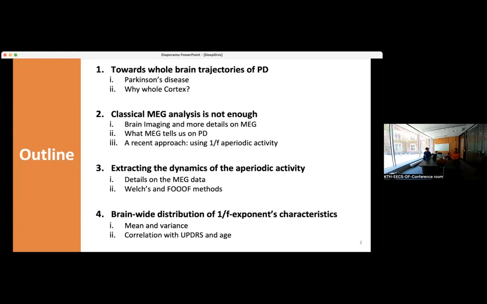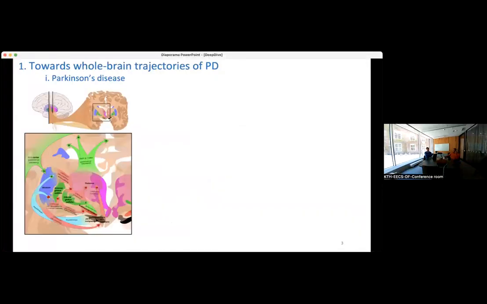And then I will talk a bit more on how we can study Parkinson using some brain imaging techniques, and I will finally explain what we did, how we deal with this kind of data, and what we call aperiodic activity and 1/f exponents, and then I will end with our main results.